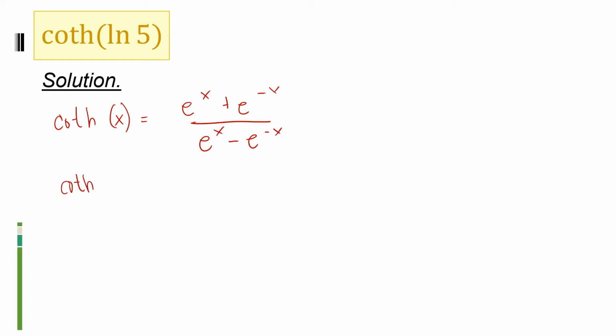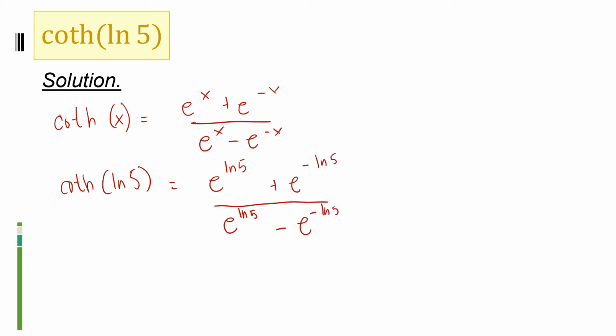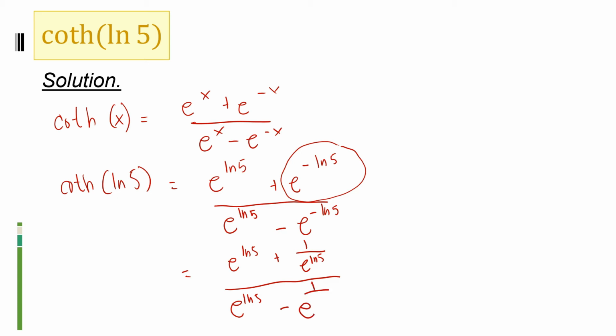Therefore, hyperbolic cotangent of ln5 equals e raised to ln5 plus e raised to negative ln5 over e raised to ln5 minus e raised to negative ln5. Or that is e raised to ln5 plus 1 over e raised to ln5, all over e raised to ln5 minus 1 over e raised to ln5. It becomes a fraction in this part because the exponent is negative.